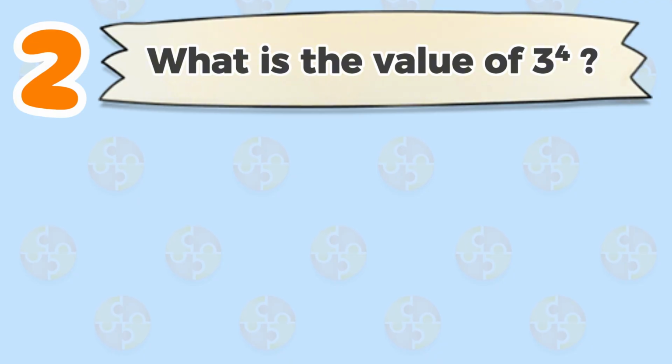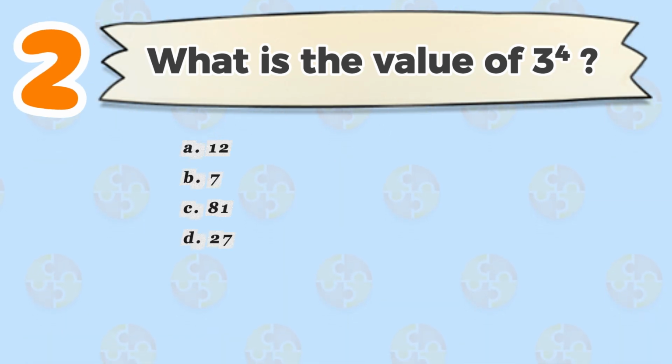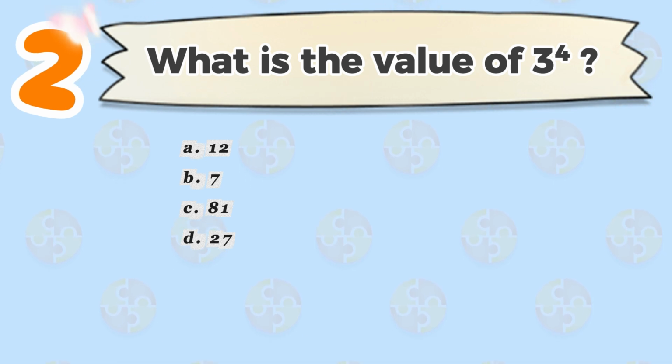Question number 2. What is the value of 3 to the 4th power? The choices are A. 12, B. 7, C. 81, D. 27.